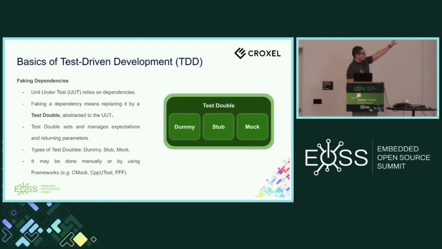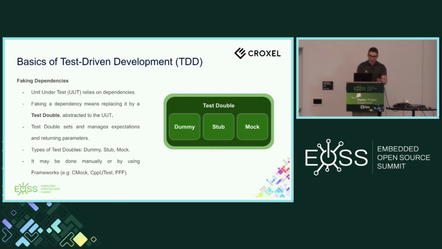Okay, so we understand what the cycle is. We just saw an example. Let's talk about dependencies. Here, embedded dependencies are really important. Sometimes those dependencies are pieces of hardware, or software stacks and whatnot. Generally speaking, you have a unit under test that relies on some dependencies to do the functionality you want.